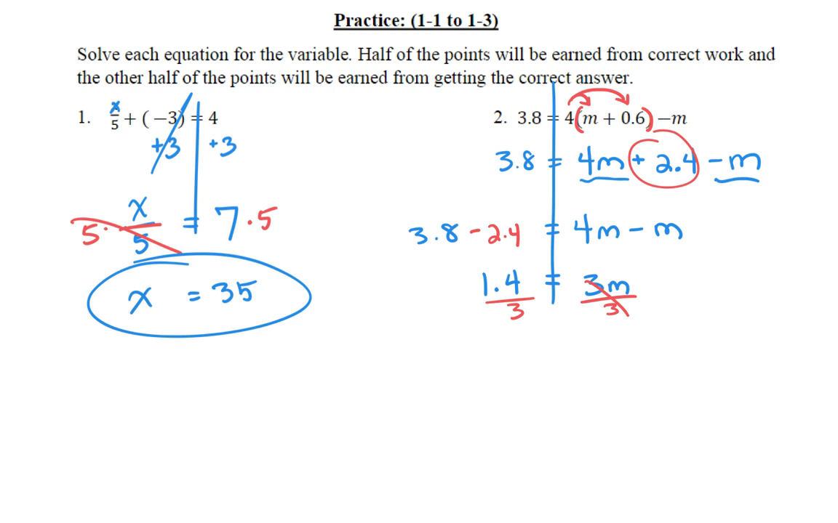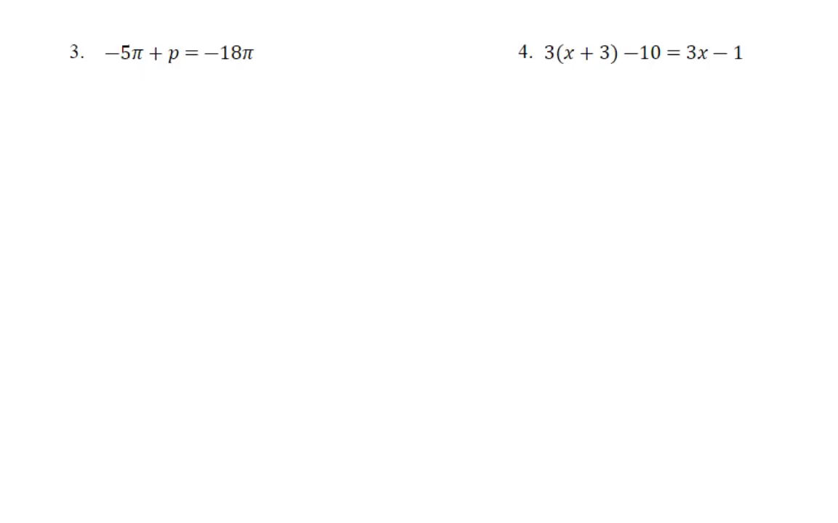I don't really know what that is. 1.4 divided by 3. That's a repeating decimal. Gross. So we're going to leave it like that for right now. All right. So there we go. Next.